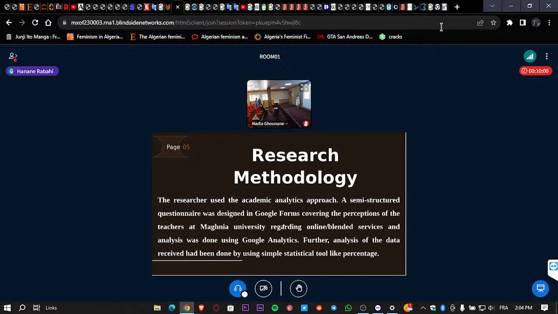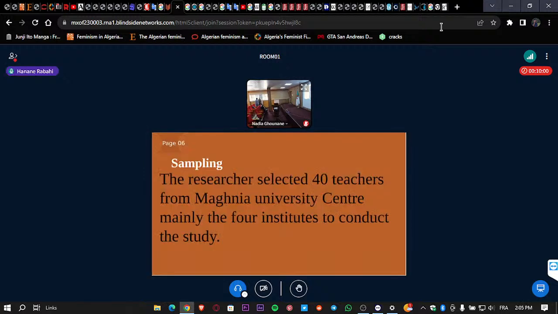The researcher used the academic analytics approach. A semi-structured questionnaire was designed in Google Forms comparing the perceptions of the teachers at Mernia University regarding online blended services, and analysis was done using Google Analytics. Further analysis of the data received had been done by using simple statistical tools like percentage. As far as the sampling is concerned, we selected 40 teachers from Mernia University Center, mainly the 4 institutes, to conduct the study.